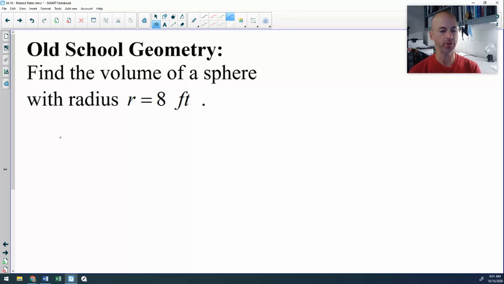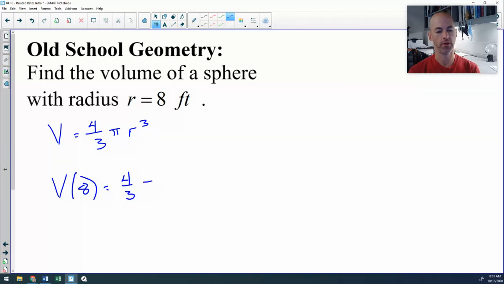And in geometry, that was pretty easy as long as you knew the formula for the volume of a sphere, which is 4/3 pi r cubed. And if you want the volume when the radius is 8, then the volume at 8 would be 4/3 pi 8 cubed, and throw in your appropriate units. And that is geometry. Geometry was very nice because you just had a sphere and nothing changed.